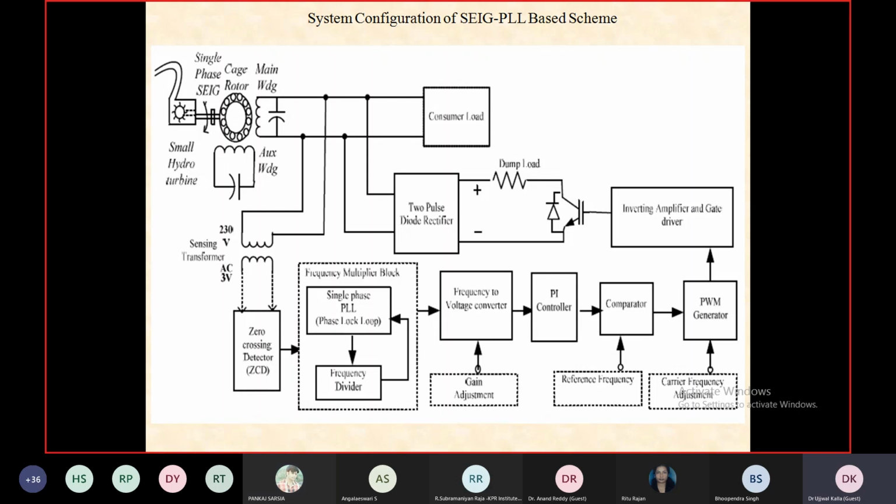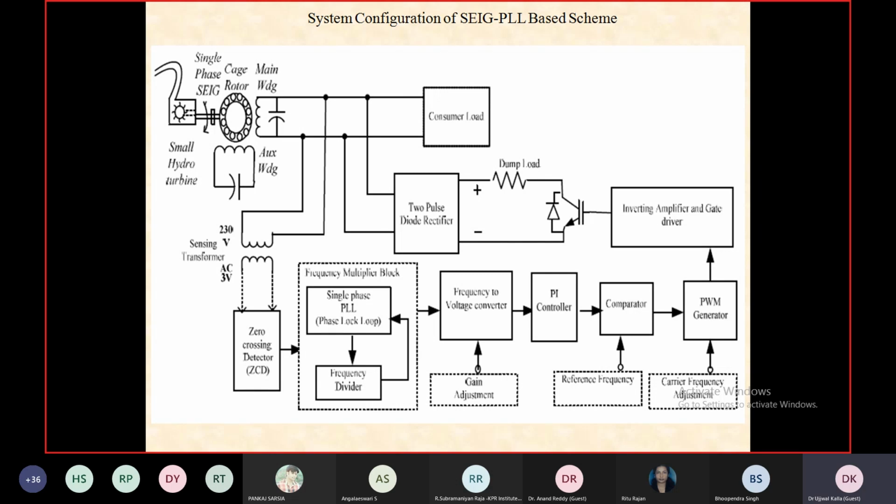So I mean to say that in this first scheme, we can adjust the effective value of the dump load across the consumer load in such a manner that the total load remains almost constant. Now there are three practices for changing this dump load.